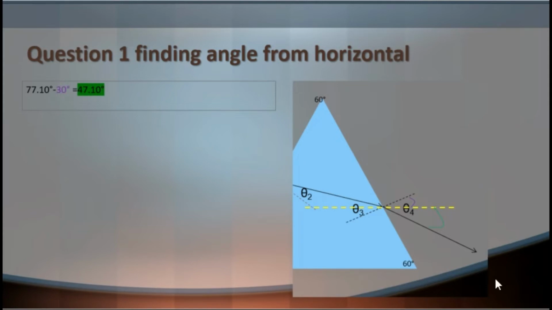So here's 30 degrees. And then we need to subtract the 30 degrees from theta 4 in order to find the green angle here. So 77.10 degrees minus 30 degrees will give us 47.10 degrees. So this answers the question.